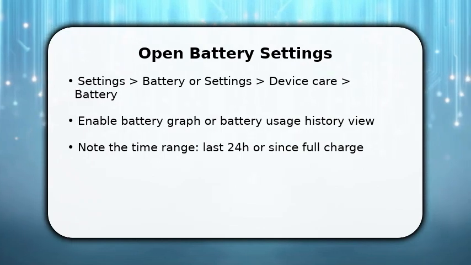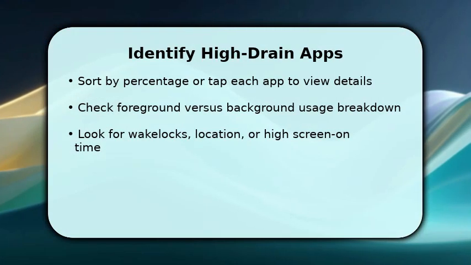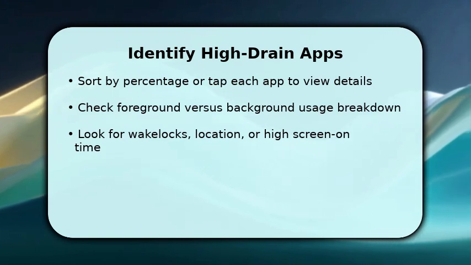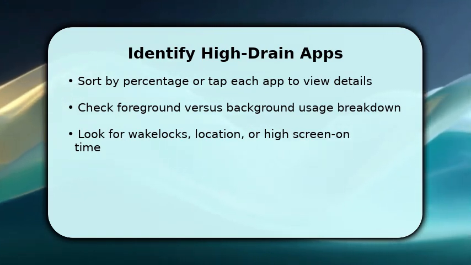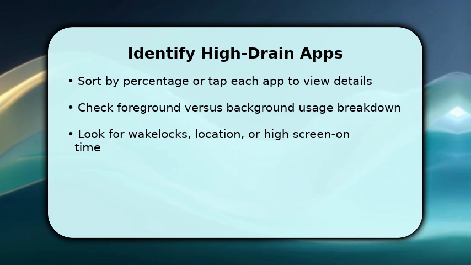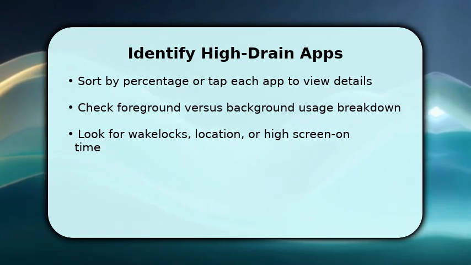Next, scan the per app percentages and tap any high entries to reveal details. You want to distinguish foreground activity from background use. A high background number often means wake locks or background services.